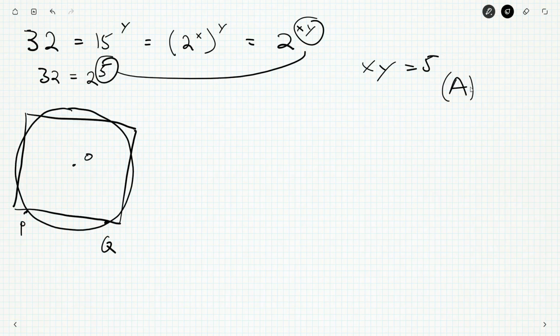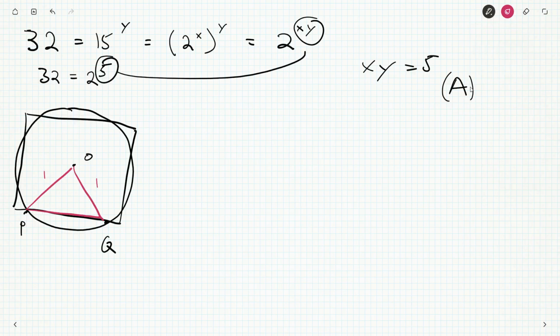P and Q are on my circle, so I could connect them. Let's use some color. I could connect them up to my center O. And now I get a nice little red triangle, and it's going to be isosceles because both of these sides are radii, so they're length 1.